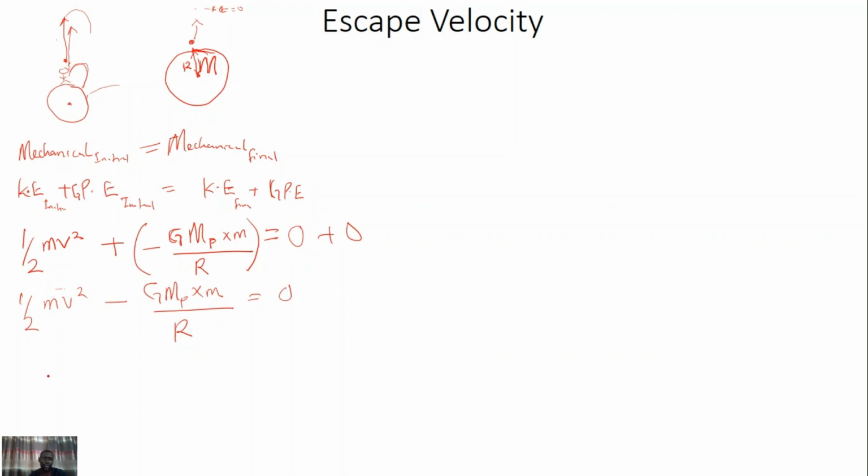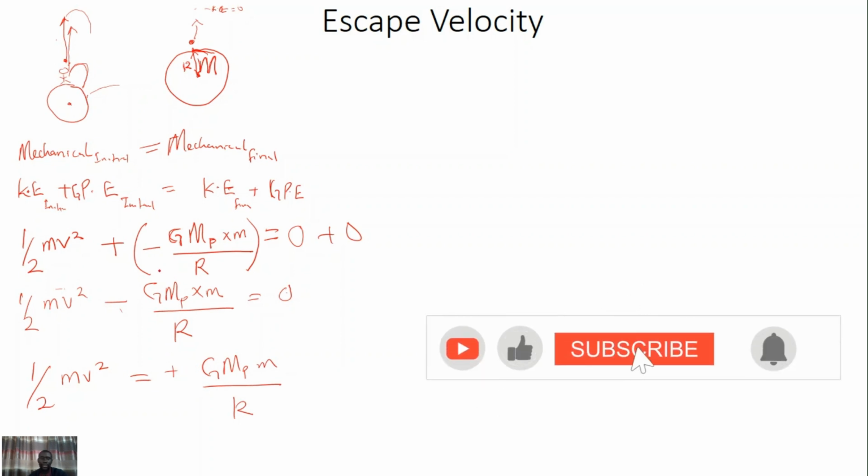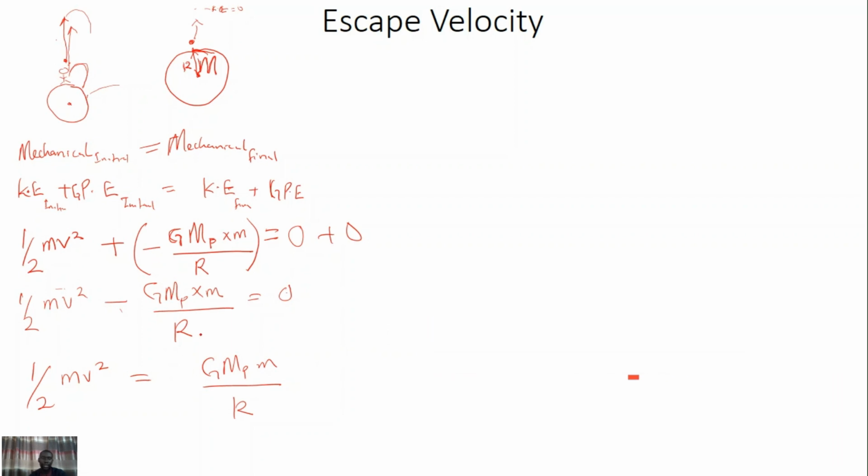When we evaluate this further, when we bring this one to this side, we know by the time the minus crosses the equality sign, it will become plus. And we bring this to this side, it gives us half mv squared is equal to plus GMpm all over r. Okay, so since this is plus, we don't need to write it there. That is conventional in mathematics, right?